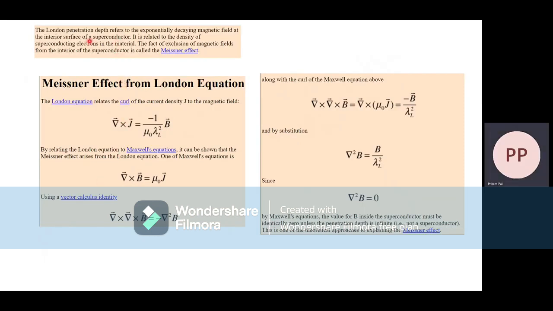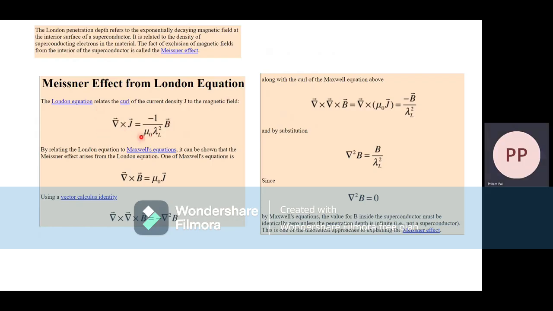This London penetration depth refers to the exponentially decaying magnetic field at the interior surface of a superconductor. It is also related to the density of the superconducting electrons in the material. The fact of exclusion of the magnetic field from the interior of the superconductor is basically called the Meissner effect. So now we'll see the Meissner effect from the London equation. As you know, the London equation relates the curl of the current density to the magnetic field.